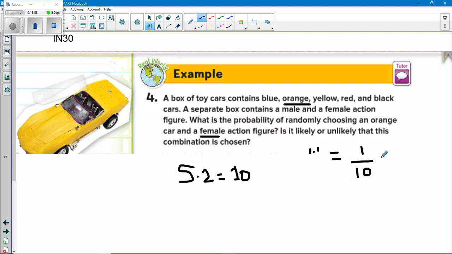Likely or unlikely? Well, 1/10, think of it as a decimal. 0.1. 10%. Is that more or less than 50%? Less, closer to 0, so it is unlikely that you're going to get the orange car with the female action figure.